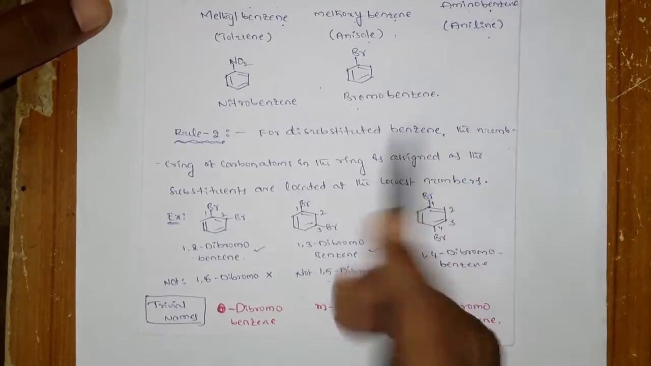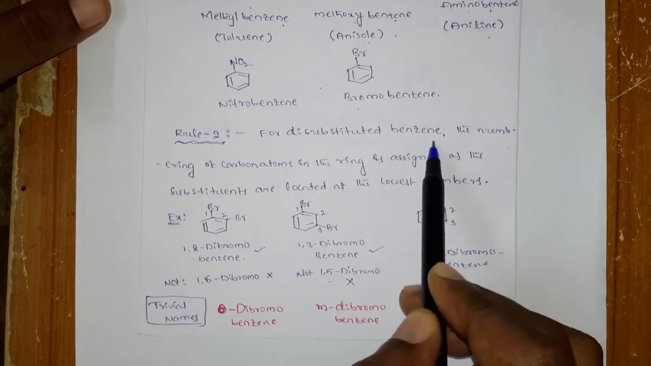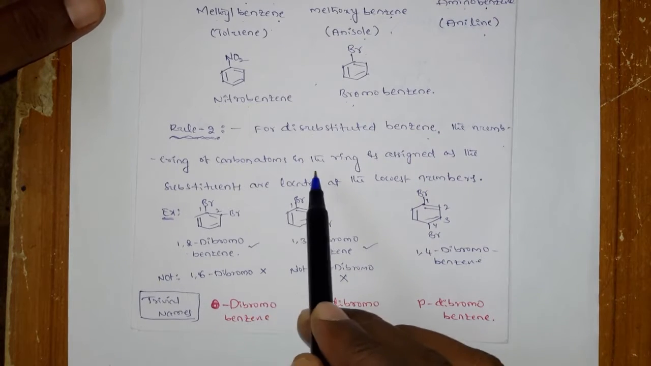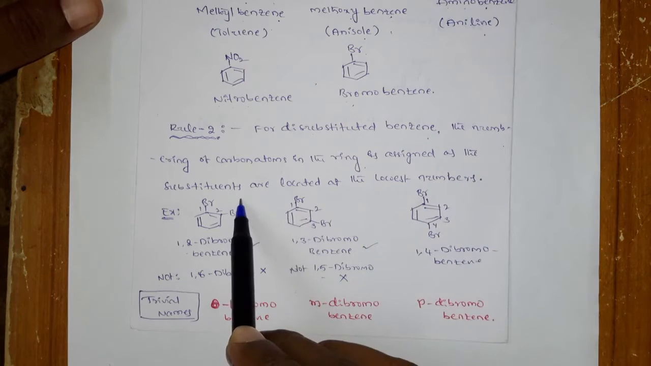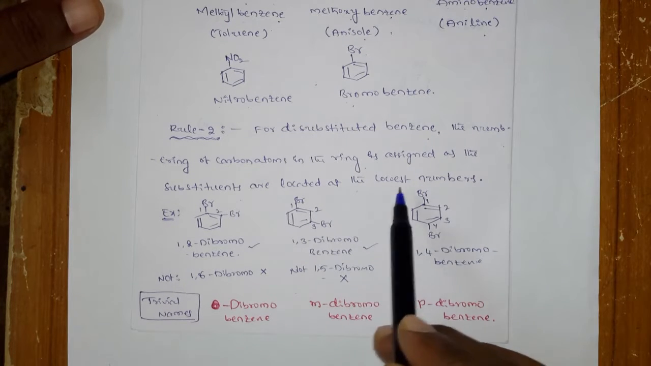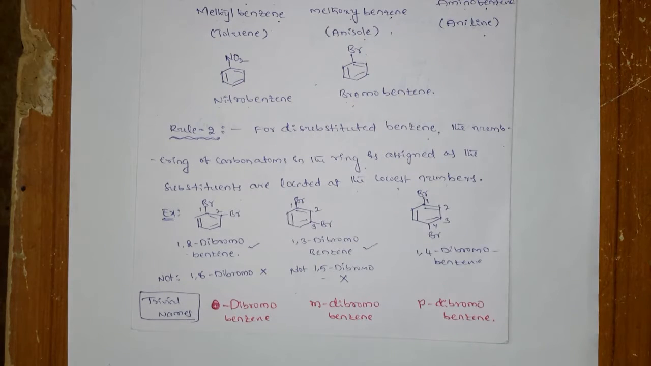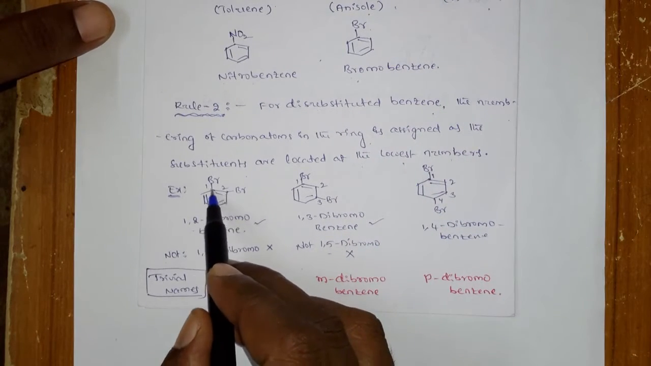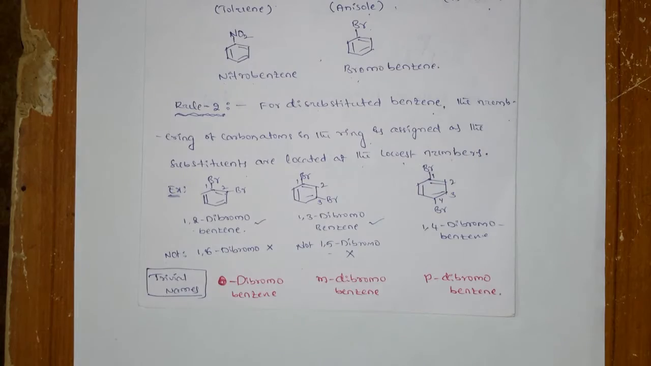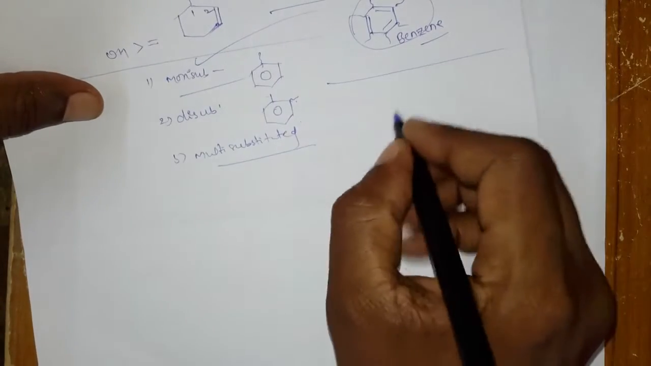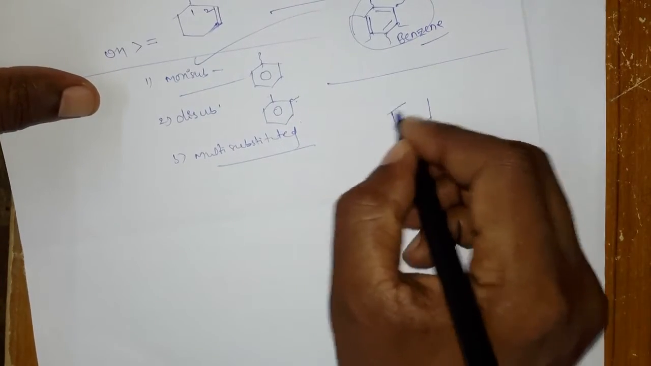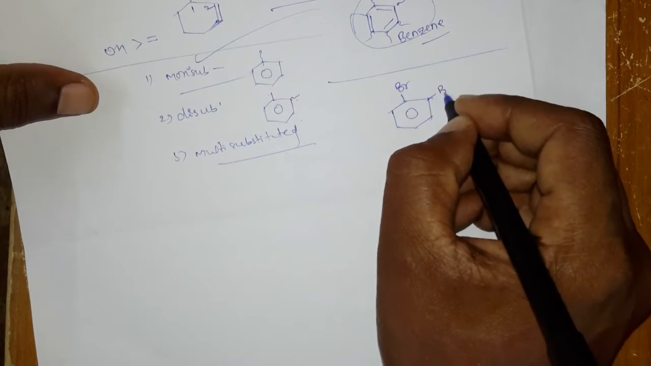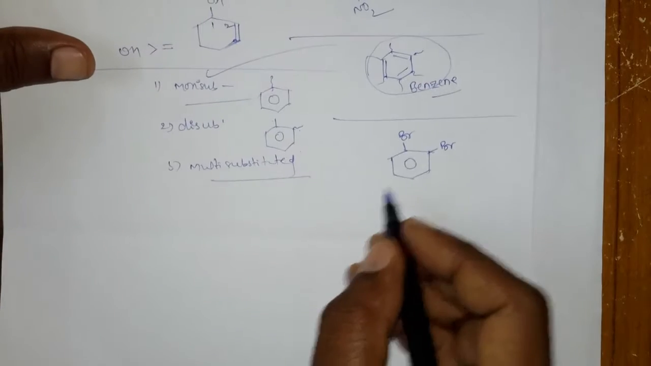And next we can go to the disubstituted benzenes. For disubstituted benzene, the numbering of carbon atoms in the ring is assigned so that the substituents are located at the lowest numbers. You know that, lowest possible numbers. Okay, right. Here there is a substitution. Here just I am writing like this. Here there is a bromine and you assume that here is a bromine. So is there any possibility?